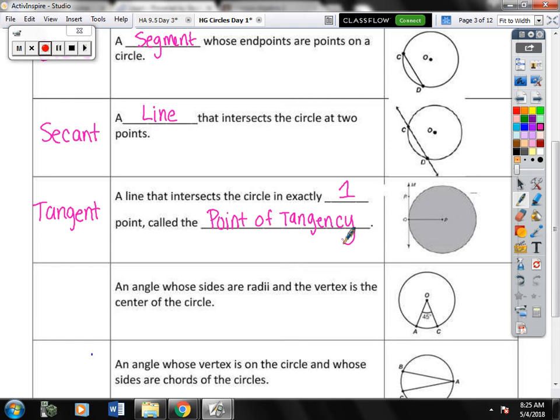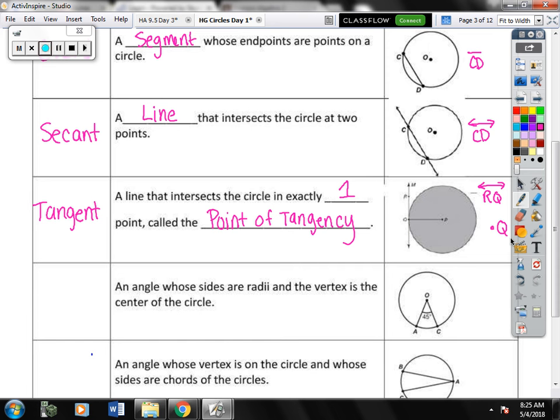Oh, I forgot to jot down the notation. For the chord, this would be segment CD, just reviewing your segment bar. For a secant, you would use a line notation. And for this one, the tangent would be line RQ. Remember, you name a line by any 2 points on the line, or you can also name it by the letter at the end. And then if I asked you what's the point of tangency, the point of tangency would be point Q.